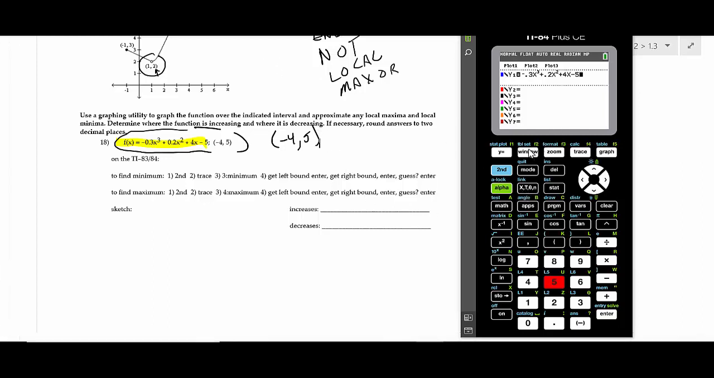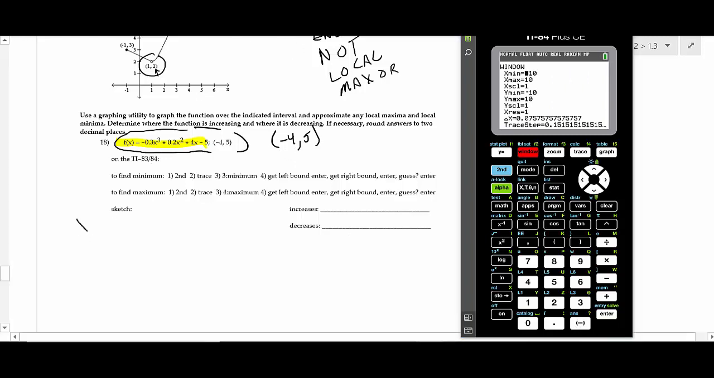The window is where you reset the x and y. So you want to press your window button like this, and then put in x min. You want to put that in as negative 4. And then I've got x max, and that x max is going to be 5 like that. Okay, and we're just going to only look at that part of the graph. So if you're not familiar with this, you're making x start at negative 4 and then go to 5.